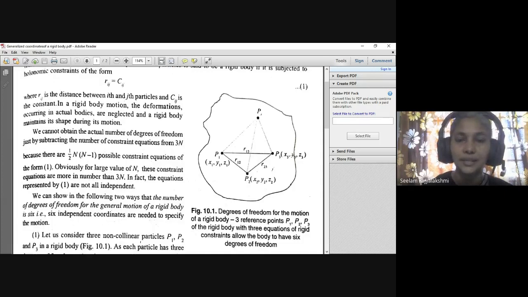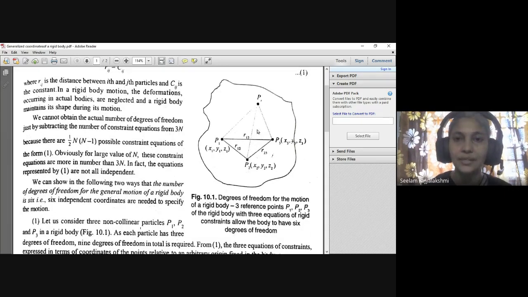Now let us see. Here this is a system of n particles. This is P1, this is P2, this is P3, this is Pn. The distance from P1 to P2 is R12, from P2 to P3 it is R23, and from P1 to P3 it is R13. At point P1 we have coordinates x1, y1, z1; at P2 we have x2, y2, z2; and at P3 we have x3, y3, z3.